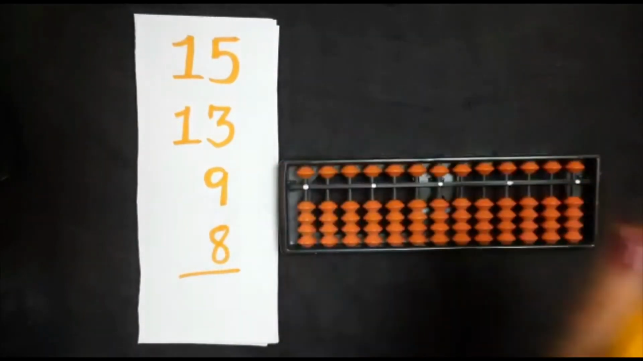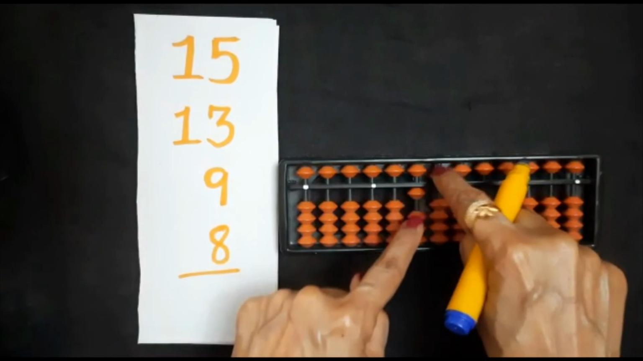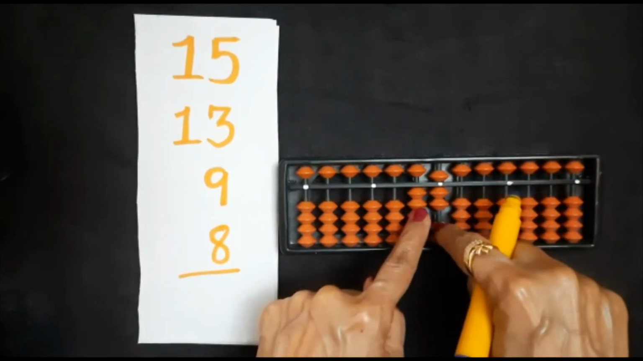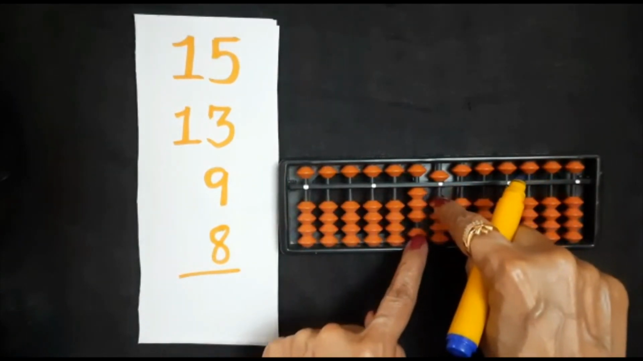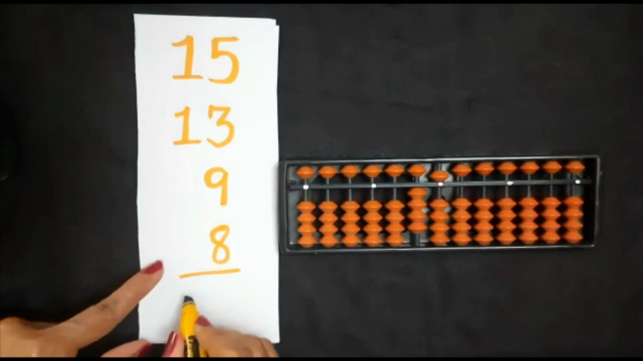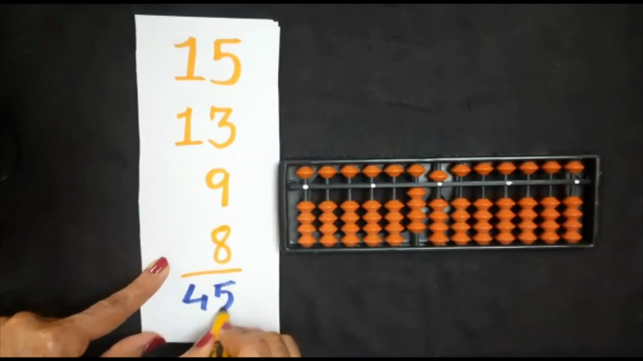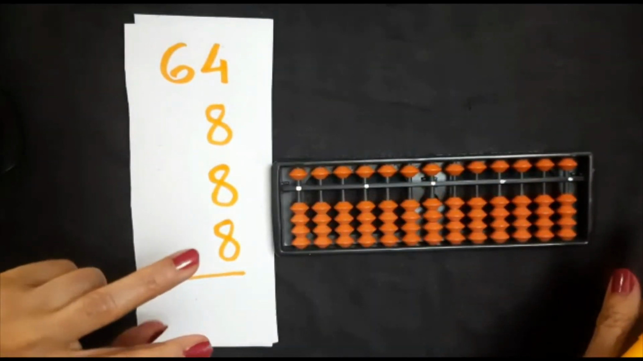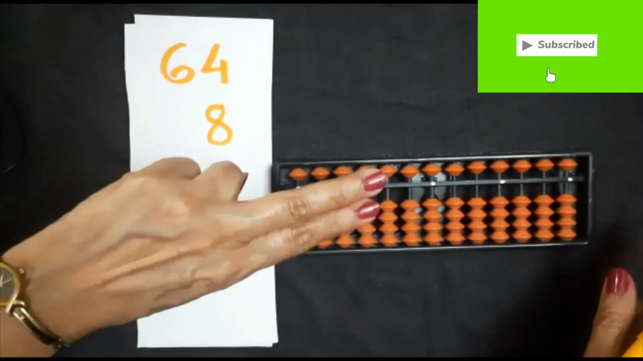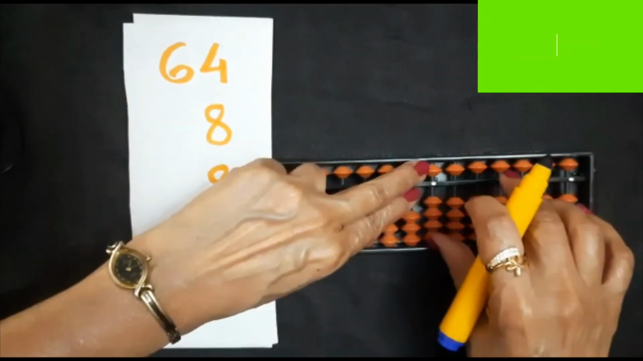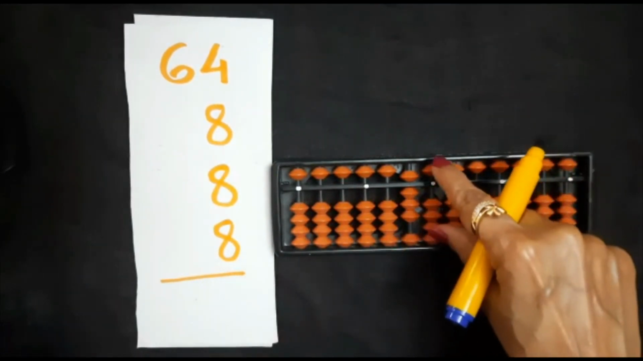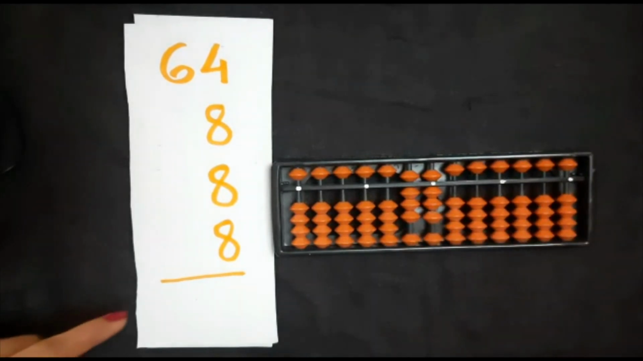Clear the abacus. 1 5 15. 13. 9 and 8. So answer is 45. Clear the abacus. For 60, which fingers we have to use? Yes, butterfly finger. 64 plus 8 plus 8. Again without formula we can do 8. So answer is 88.